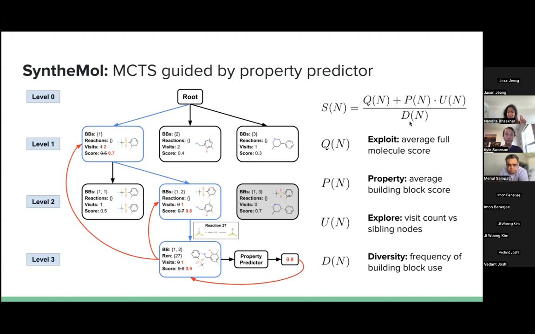Quick question on the computational complexity of this. I know that to do the exploit, you kind of need to go to the depth, but do you actually do that, or do you have a heuristic to simulate that?